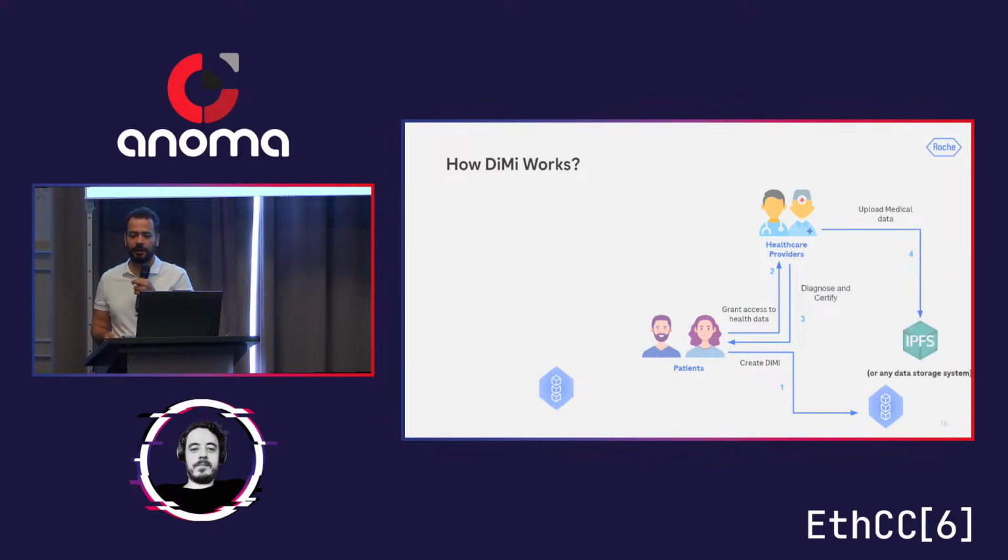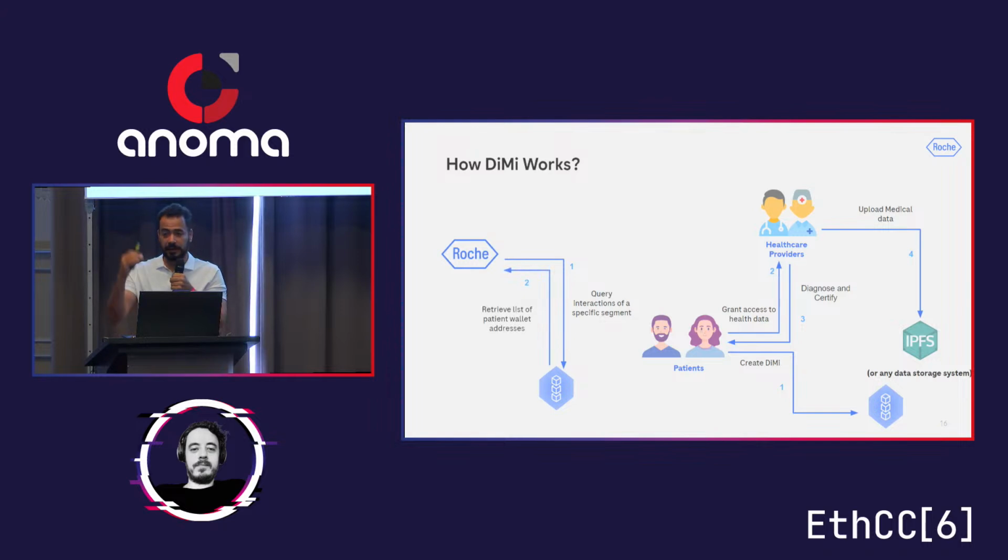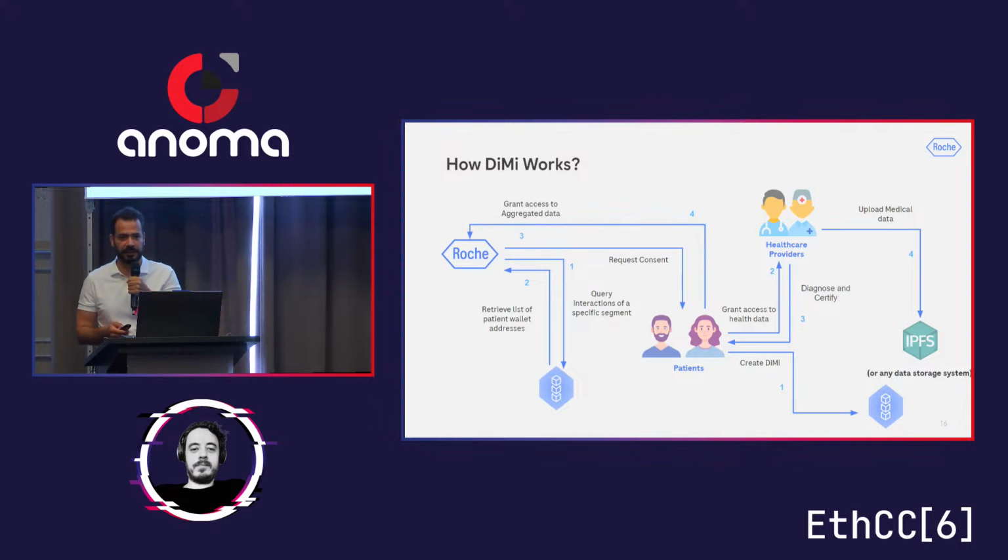They upload the data on a separate storage system off-chain. This could be, as I said, IPFS or something else. Then Roche, in that case, can query the interactions of a specific doctor that we certified. We gave them the certificate, so we trust them. And then we get a list of wallet addresses about a specific interaction, and then we can request consent from the patient. If the patient gives us the consent, then we're able to get an aggregated version of the data, not on a patient level, so we are GDPR compliant.